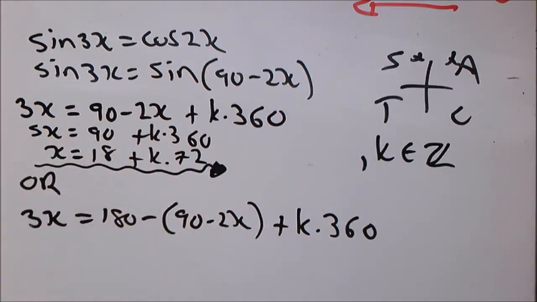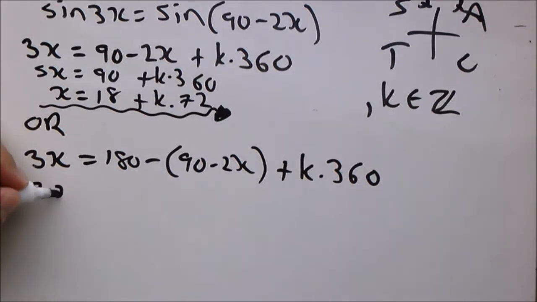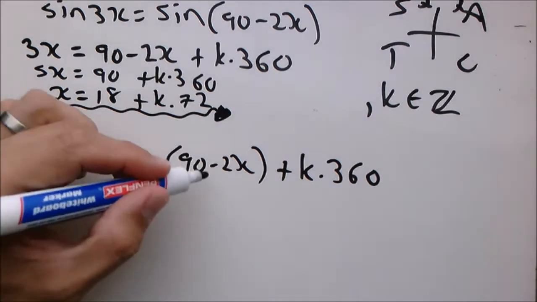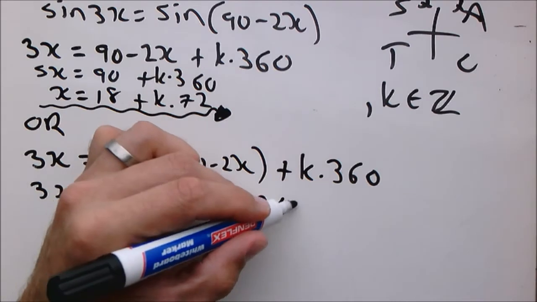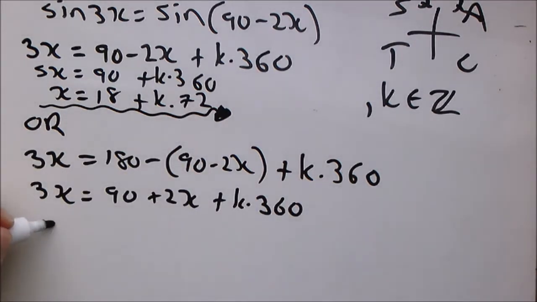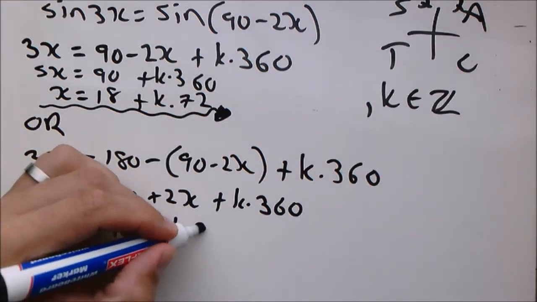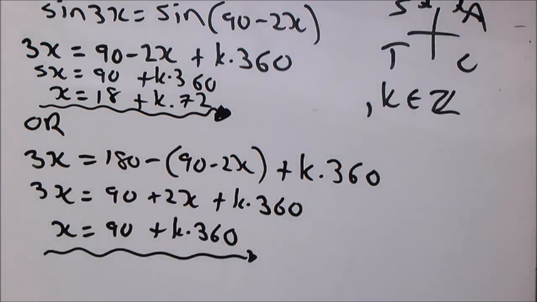Now the second part, we're first going to simplify the right hand side. So 180 minus 90 is 90 plus 2x plus k 360. We bring the 2 across, it becomes just an x equals 90 plus k 360, and that's our final solution, those two solutions to this equation.